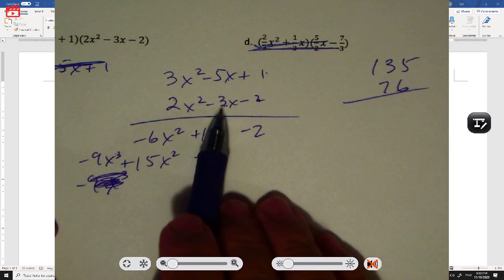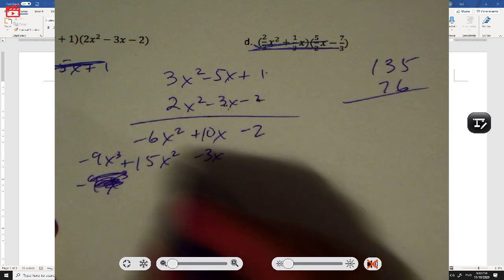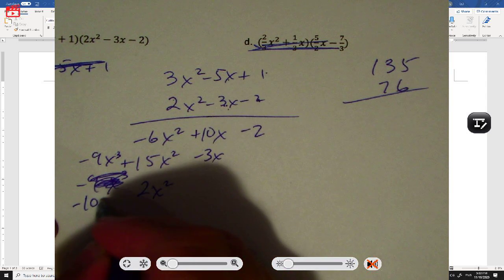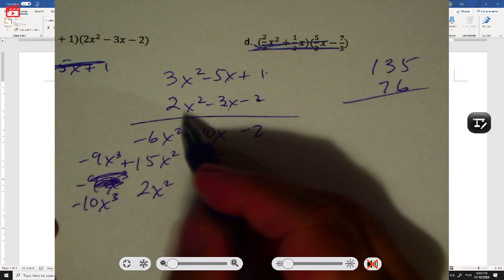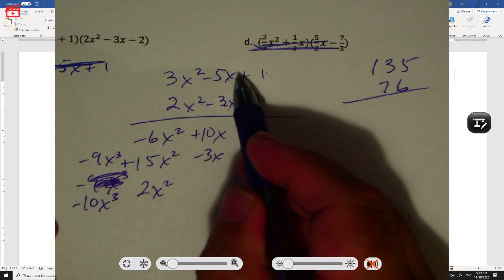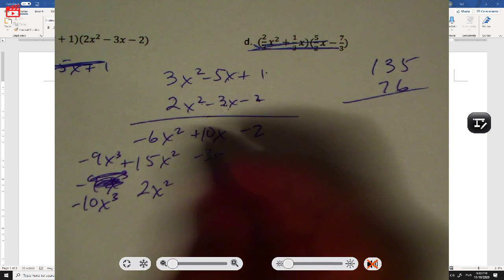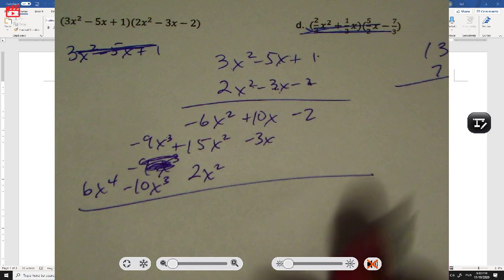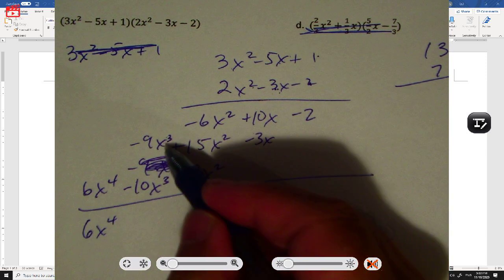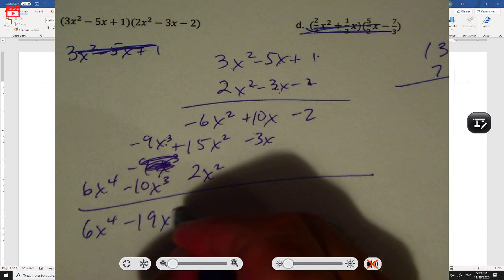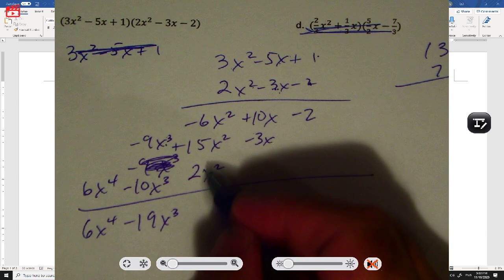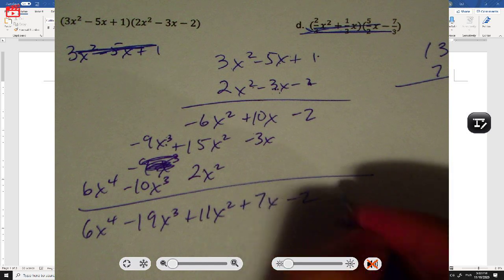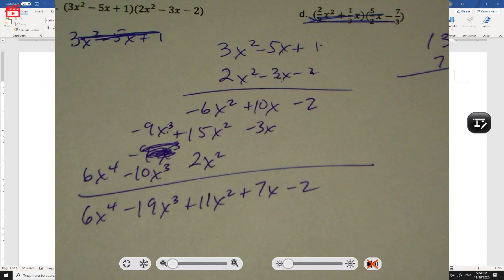Alright. So I've done with the negative 3x. Now I'm doing with 2x squared. 2x squared times 1 is 2x squared. 2x squared times negative 5 is negative 10x cubed. Right? Remember, you're adding the exponents. So it's 2 plus 1 makes 3. Now do 2x squared times 3x squared makes 6x to the 4th. And then combine downwards. So 6x to the 4th doesn't combine with anything. Negative 9 and negative 10 is negative 19x cubed. Negative 6 plus 15 is 9. 9 plus 2 is 11. 11x squared. 7x minus 2. And that's the final answer. That's it. That's multiplication.